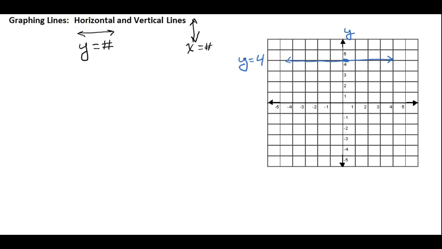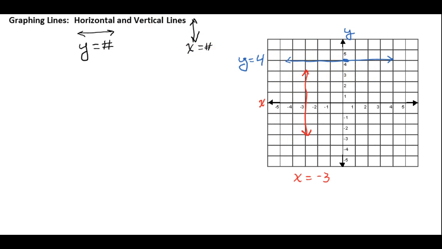Now for a vertical line, vertical lines would go up and down, and they're going to go through the x-axis, okay? And so their equations are x equals where it goes through the x-axis. So x equals -3. So we've got so far horizontal is y, vertical lines x, okay? They go vertical and horizontal.